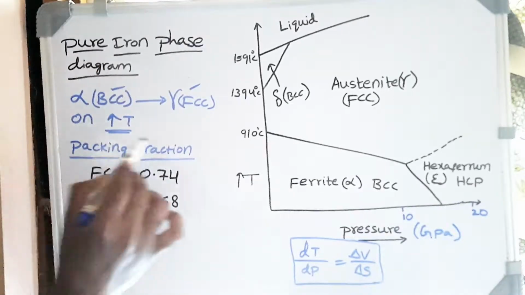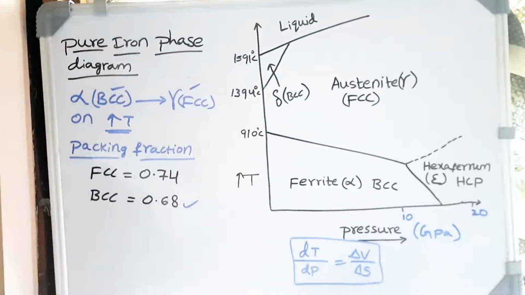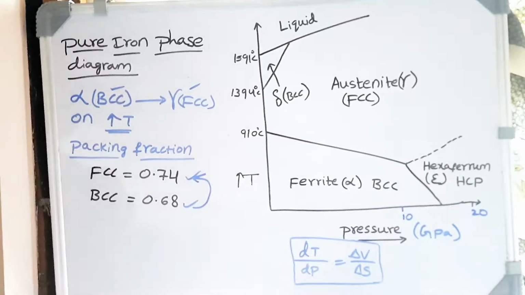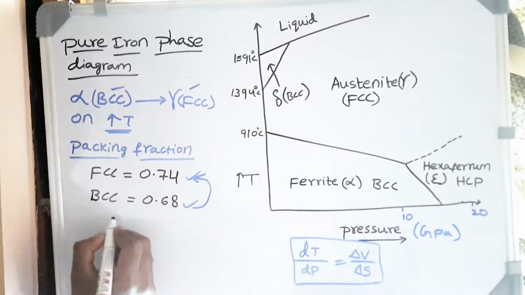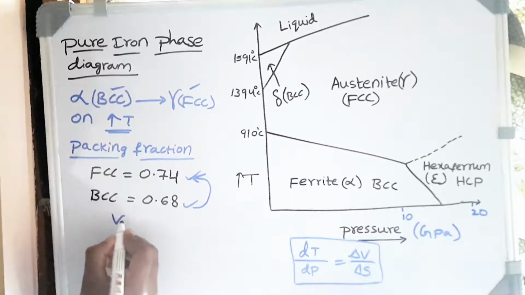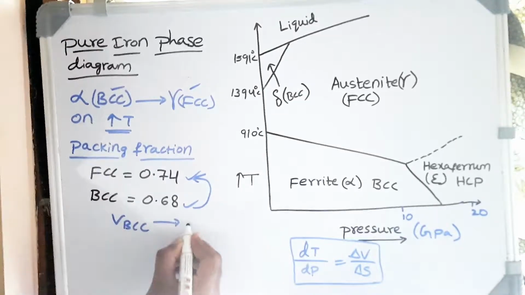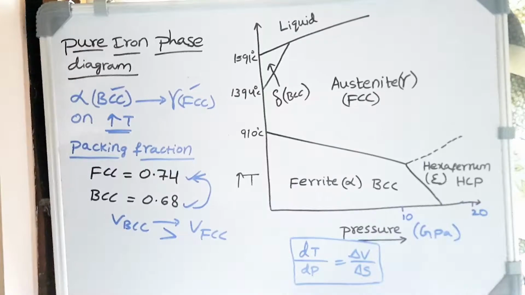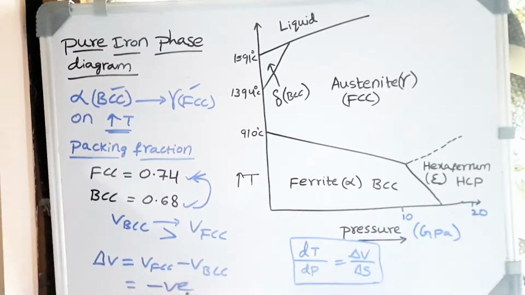We know the packing fraction of BCC is 68% and FCC is 74%. Please look carefully: the packing fraction is increasing. So what is happening? The volume is decreasing, right? The volume of BCC goes to the volume of FCC. Which is greater here? BCC is greater than FCC, because of the packing fraction. So here delta V is negative, because it is product minus reactant. So the delta V for BCC to FCC is negative.